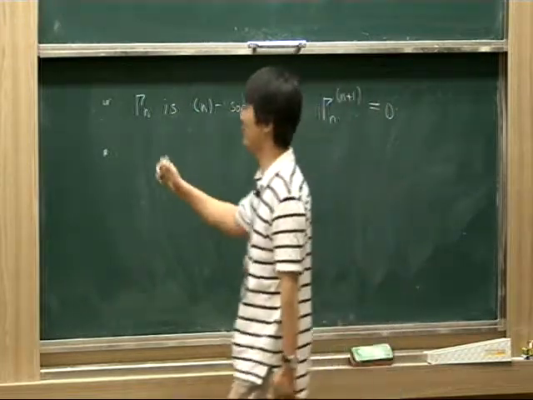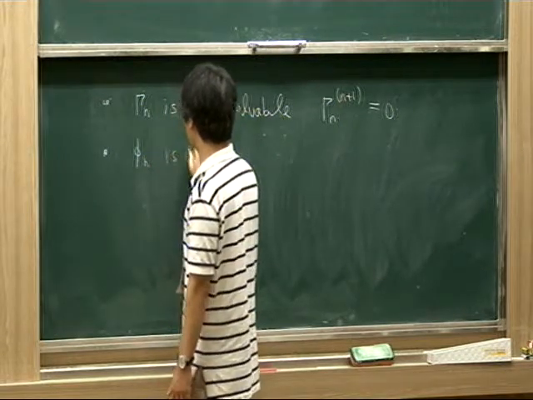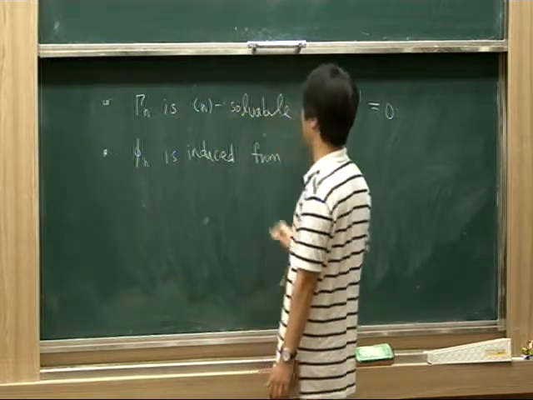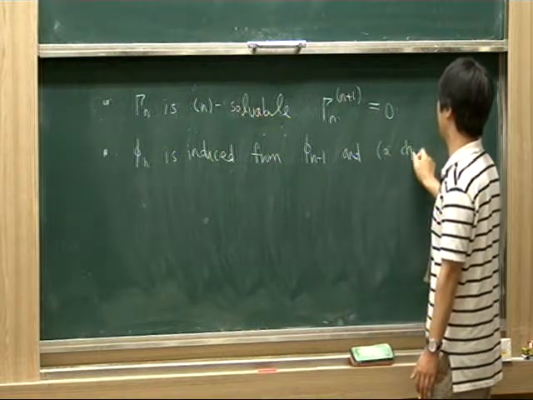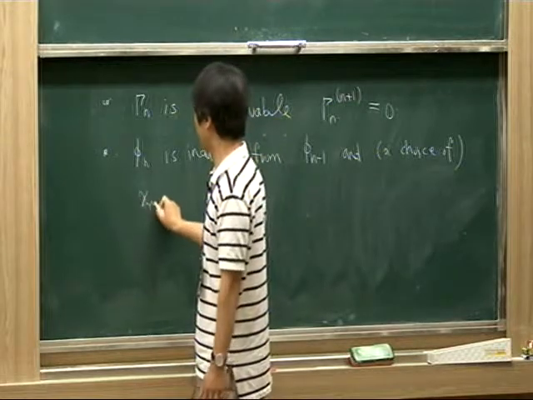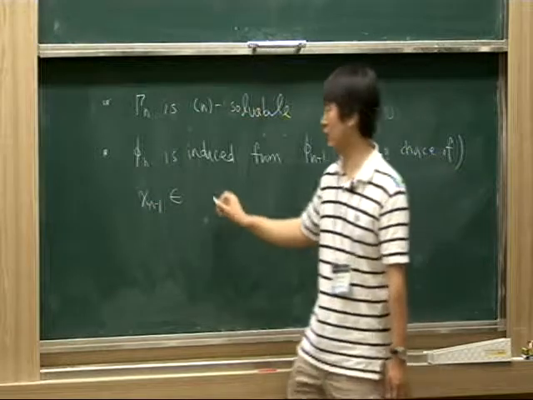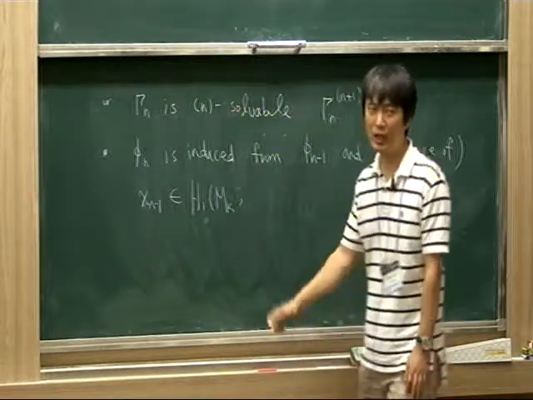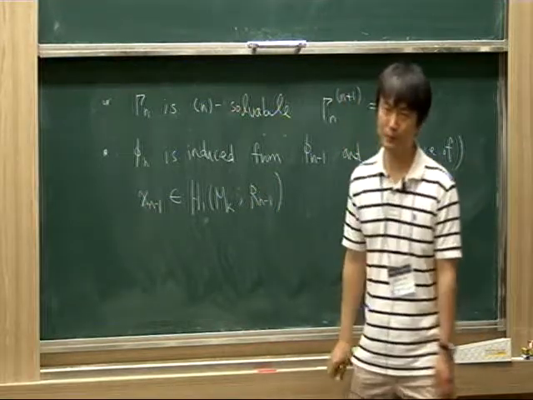It's getting complicated, but anyway, Pn is induced from Pn minus 1 and a choice of xn minus 1, which is an element in the first homology group of M sub K plus surgery with, now I'm using the coefficient group R n minus 1.